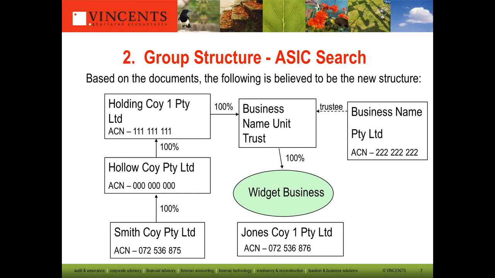Hollow Company now owns Holding Company. Holding Company now has 100% interest in a unit trust, and that unit trust holds the business. And business name P2 LTD, which is the name of the entity we used to hold, now actually has a different ACN number and is actually acting as trustee.